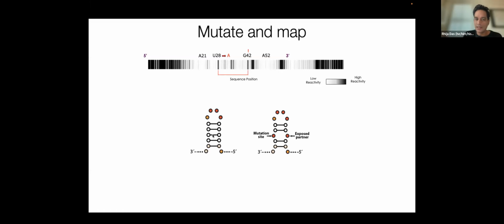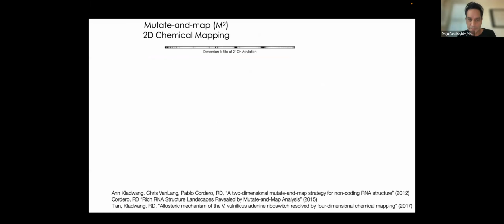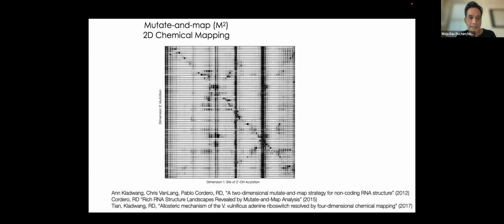So what we have worked out over the last few years are ways to actually make all these single mutants. And I'll show you an example of that for that adenine riboswitch. Here's the wild type profile for chemical mapping, and each of these bands is a different nucleotide. Then I'll show you, going down the screen, what happens as you start marching along mutations from the 5' end to the 3' end of the RNA.